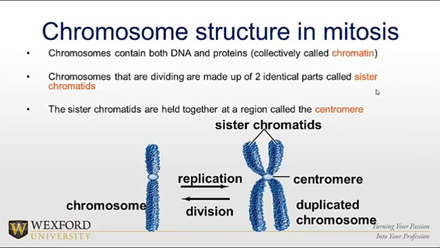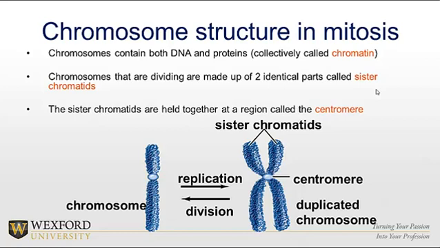So chromosomes contain both the DNA that we're always talking about, that's going to hold all the information for making proteins, all the information about heredity, and a whole bunch of proteins. And so collectively, proteins are known as chromatin. So chromosomes have both the DNA and these proteins known as chromatin. And chromosomes that are dividing are made up of two identical pairs of sister chromatids.